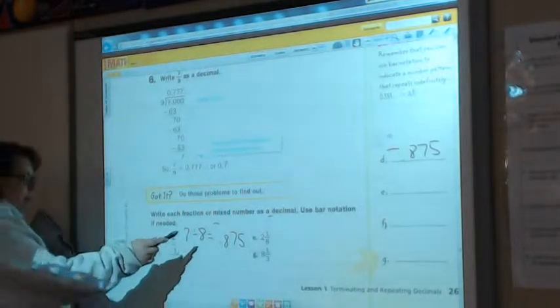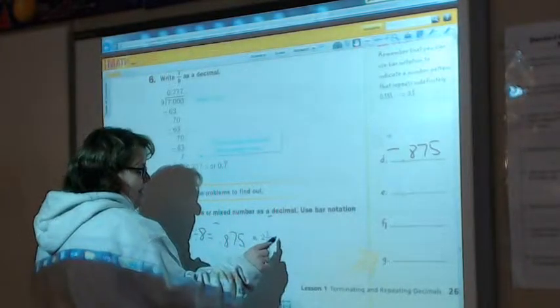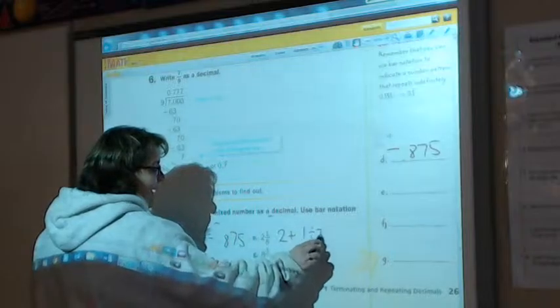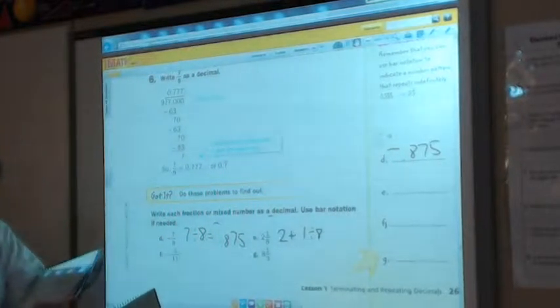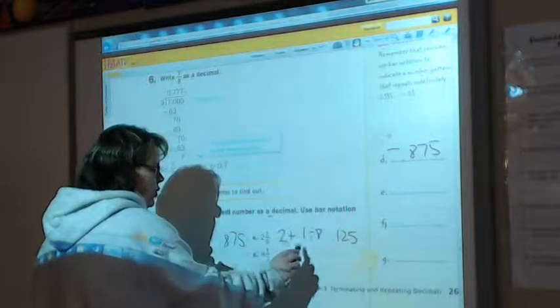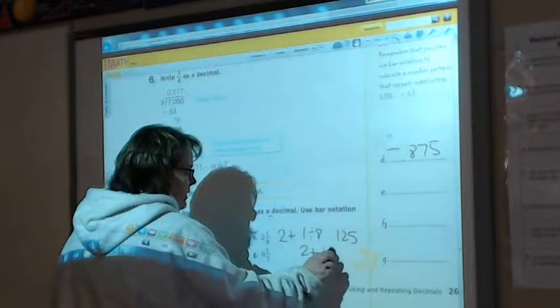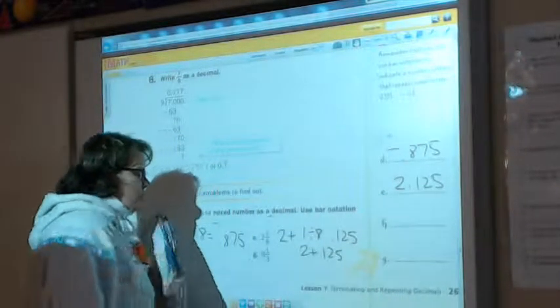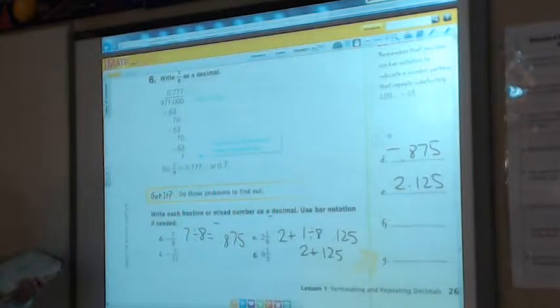The next problem, E, is 2 1/8. That is 2 plus, and then whatever you get for 1 divided by 8. 1 divided by 8 is 0.125. So it's 2 plus 0.125. So that's 2.125. That should be your answer for E.